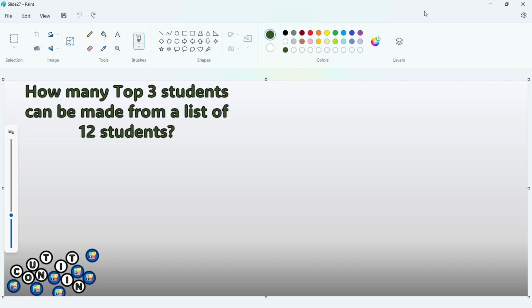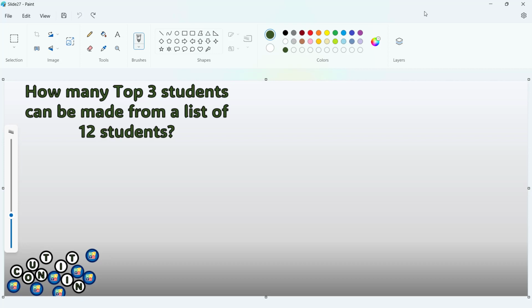Say for example, student A, B, and C. Once A is our first, second is our B, third is our C. But if you're going to interchange student A and B for the first and second positions, that's a different ranking. This time, we're just talking about how many top 3 students with no specification of the ranks. This problem is talking about combination, because for combination, we do not deal so much with arrangement.